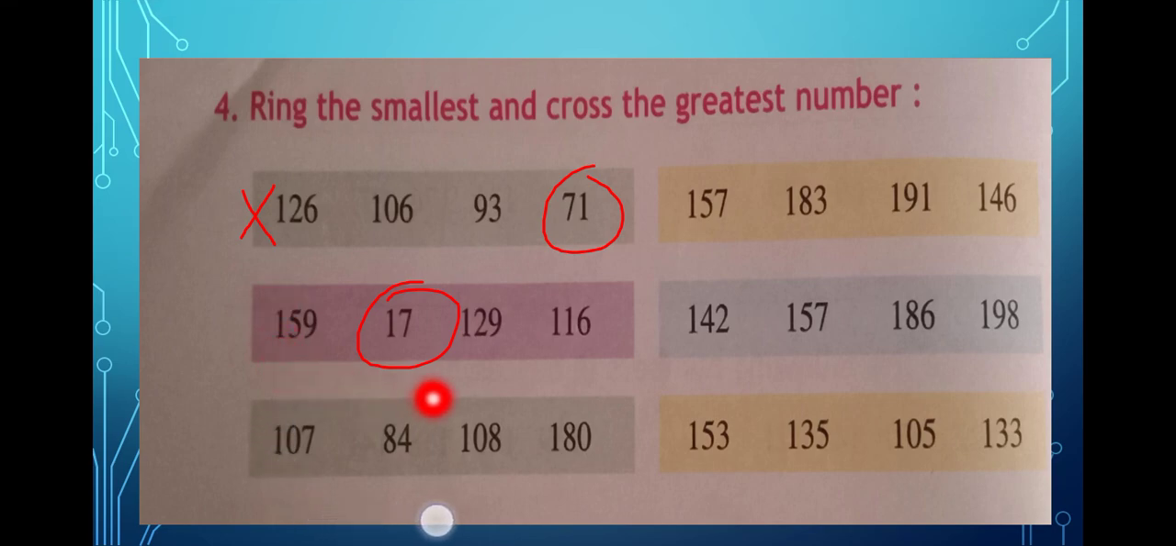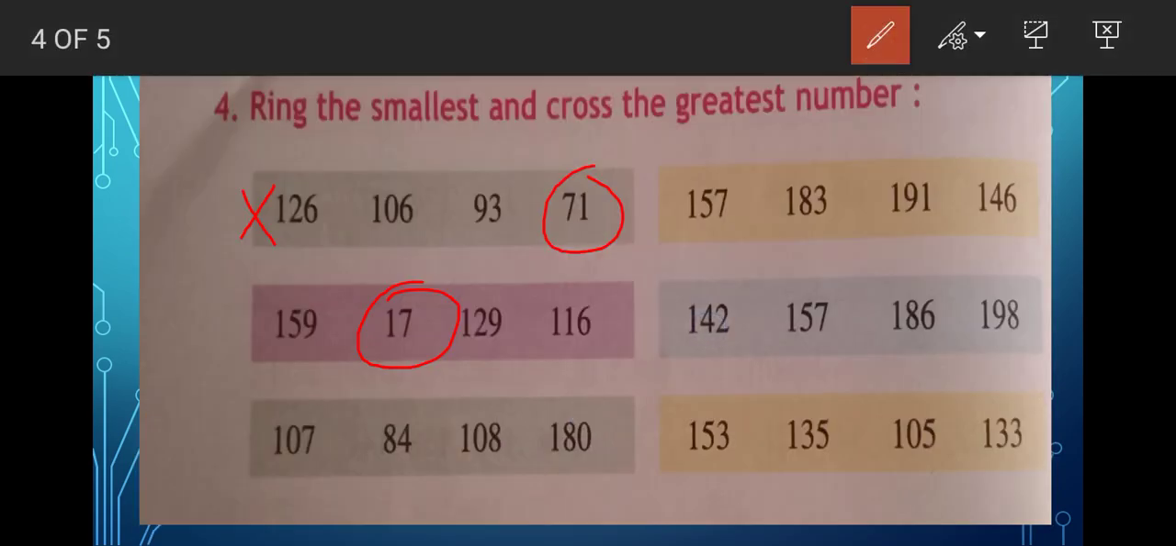1 in hundreds place, 1 in hundreds place. Here also 1 is in hundreds place. So tens place, here it is 5, here it is 2, and here it is 1. That means 5 is greater than the others. So you have to cross the greatest number. So you cross it here.